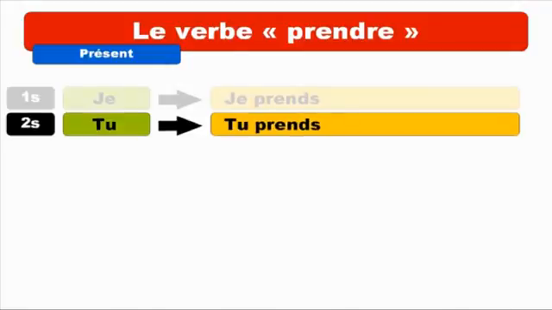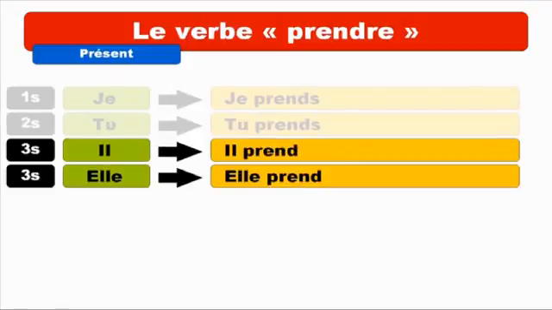And for tu, it's tu prends. Repeat. Tu prends. You can notice it's actually the same form as for je. Okay, so final S and then the D before. You don't pronounce them.